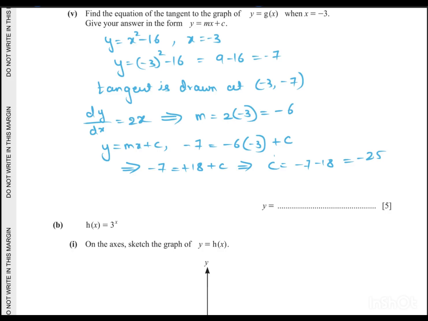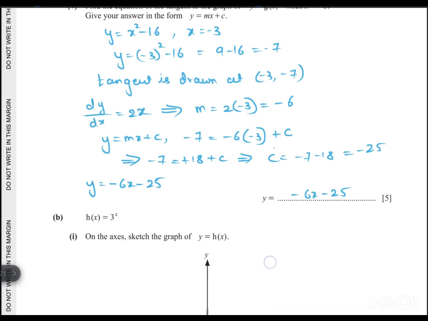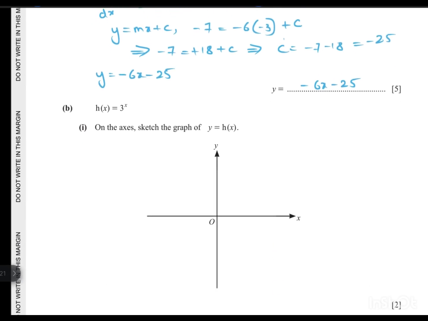Now we got the value of c also. So y is equal to minus 6x, we got the value of m as minus 6, minus 25. This is the answer. Question number 5 A is completed. Now B.